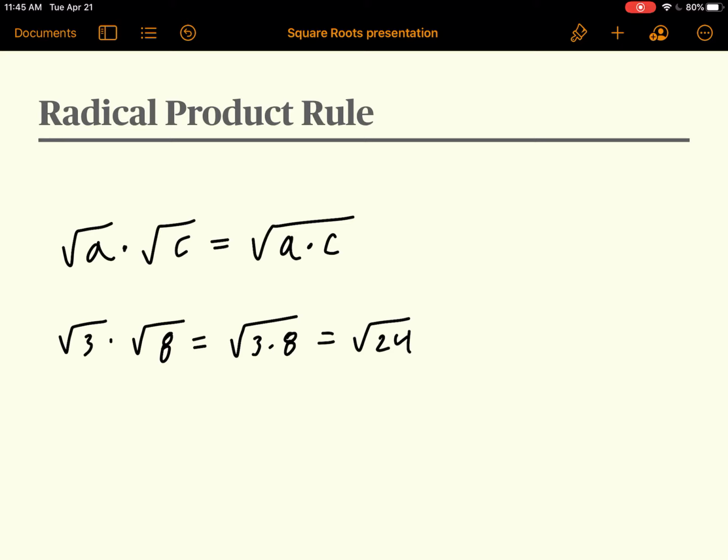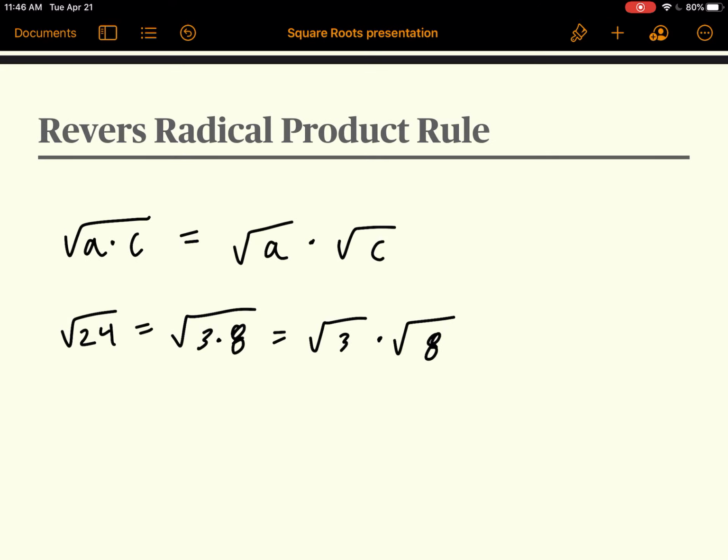Radical product rule. The radical product rule says the square root of a times the square root of c can be put under the same square root, so it looks like this: the square root of a times c. In numbers, the example would be the square root of 3 times the square root of 8, and then we'd put them under the same square root, so it'd be the square root of 3 times 8, and you can take it a step further and multiply the 3 and 8 to make 24, so now it'd be the square root of 24.